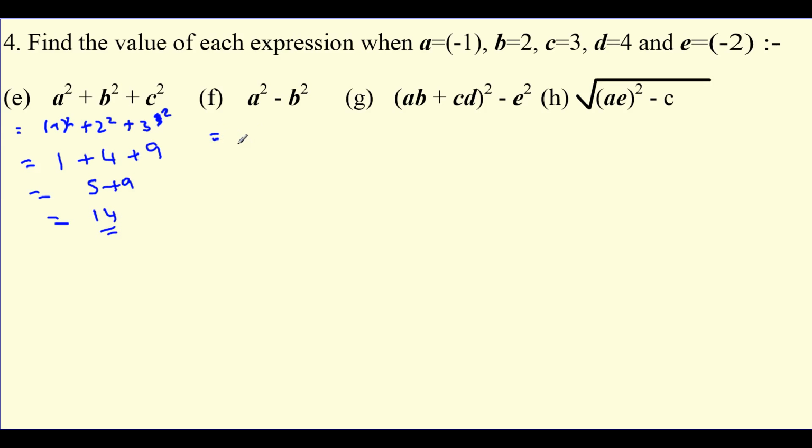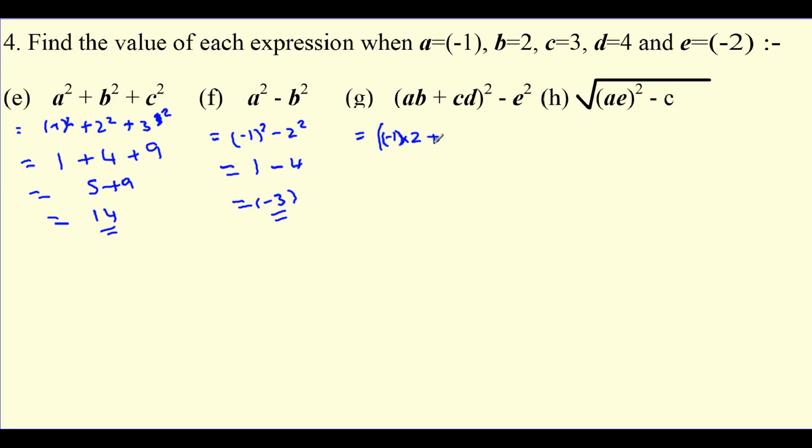Okay, A squared minus B squared, so again, negative 1 squared minus 2 squared. A negative times a negative cancels out, so it's still 1, and it's going to be minus 4, which gives you negative 3.